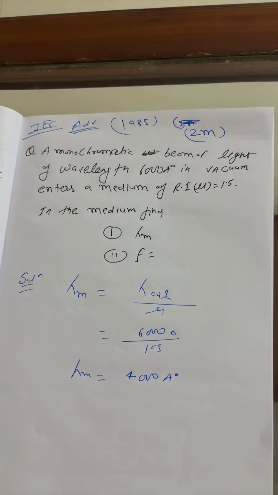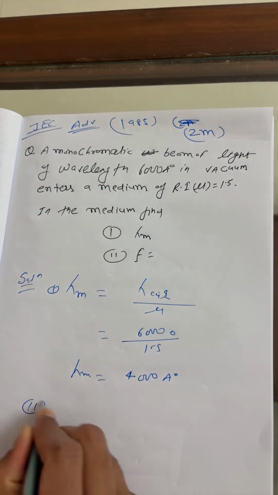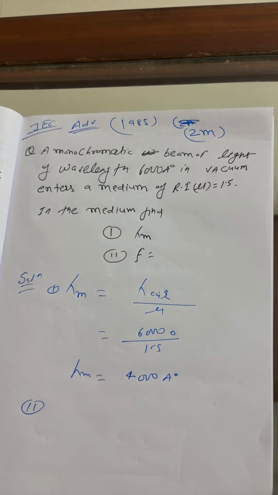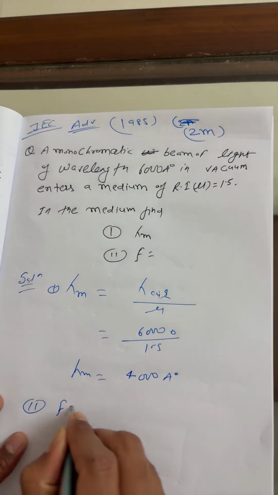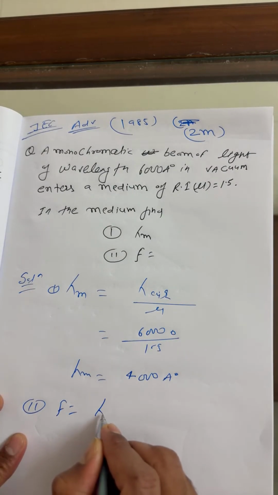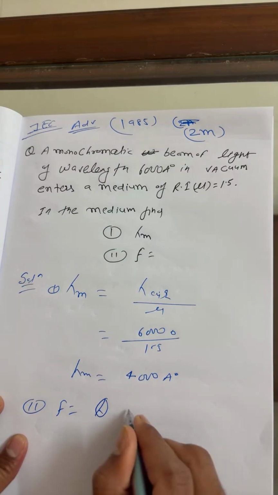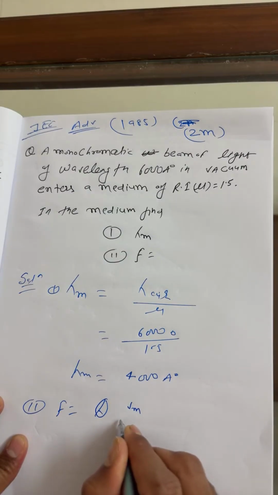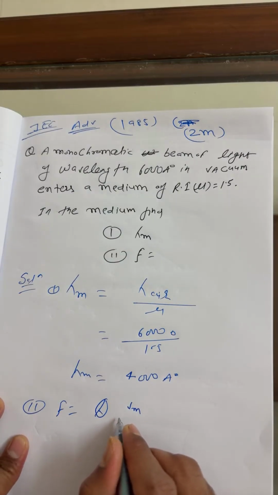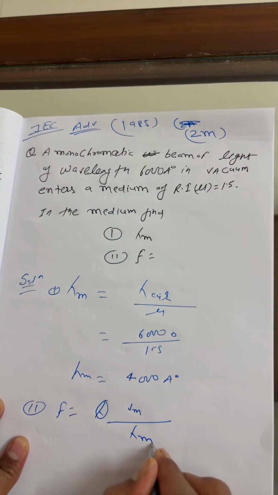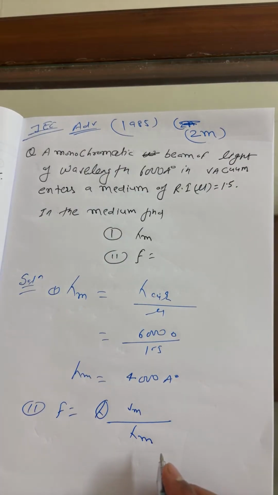Now they are asking for the frequency in the medium. Frequency forever remains constant, independent of the medium. So frequency f is v by lambda, the velocity upon the wavelength.